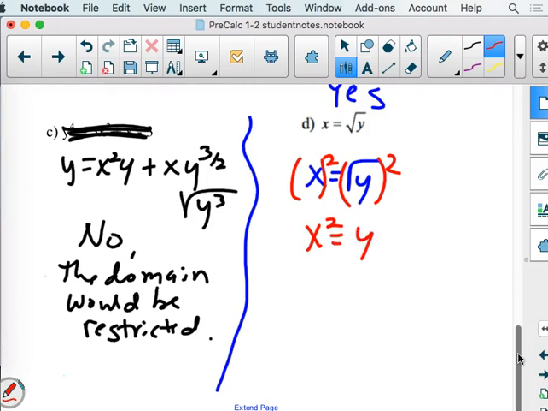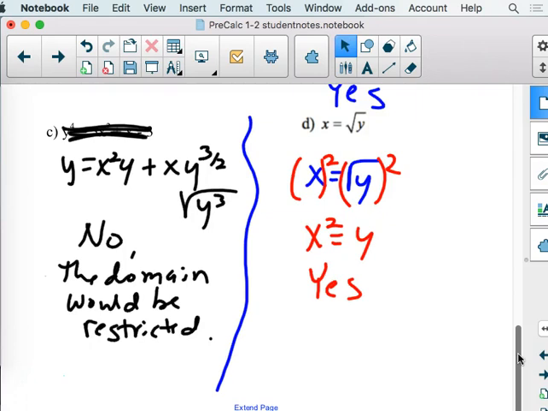Function or not? That's the first one we started with. That's your basic parabola there, your parent function for a parabola. So that was a go. There was no square rooting as we went through any of that.